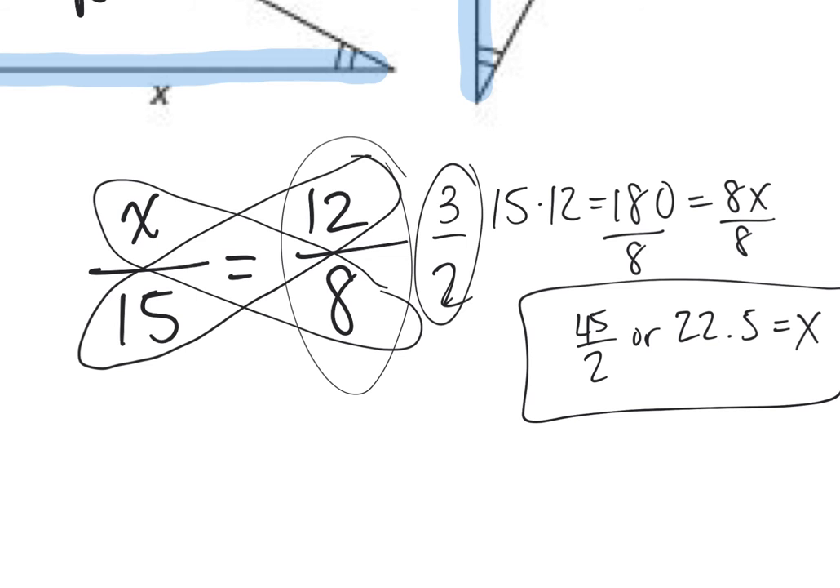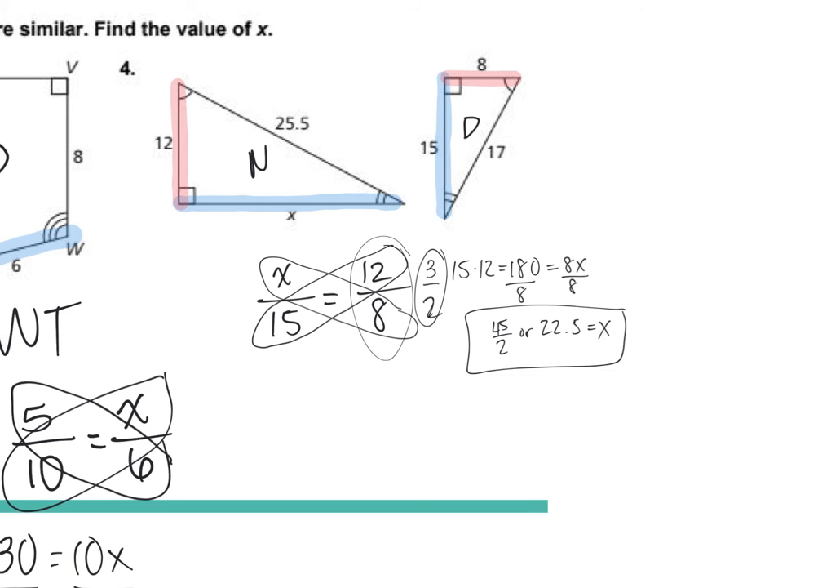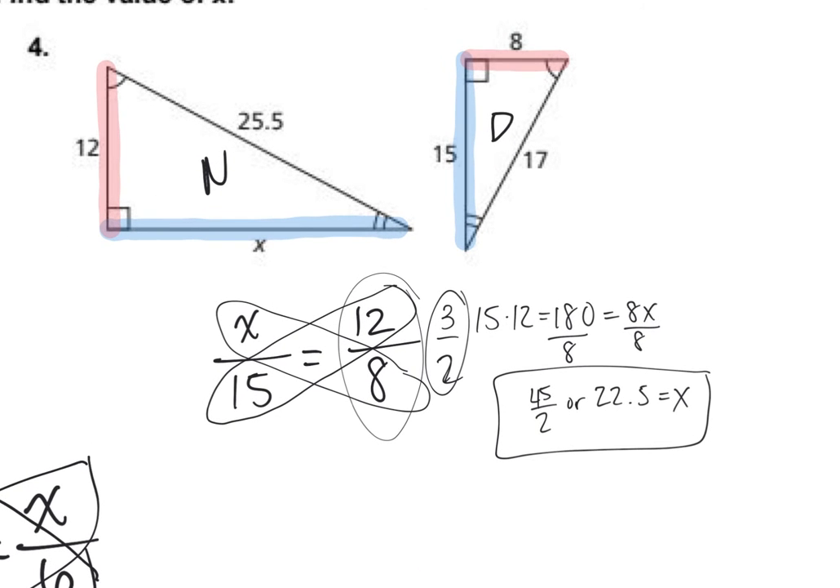Now, if you were to write your scale factor, what is the scale factor of these two triangles? Now, 12 over 8 would be correct, but it's not simplified. What is the scale factor? It's 3 over 2, okay? Would you take both or you would want this? I would want it simplified. You're going to lose points if you just put 12 over 8.